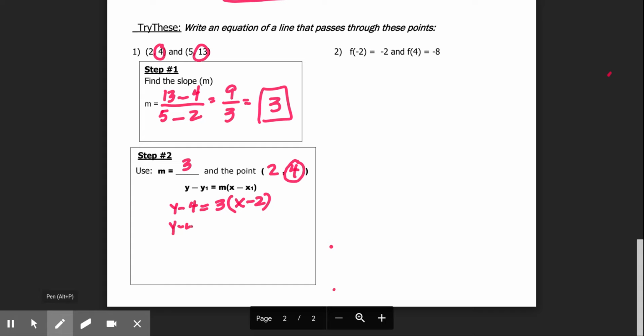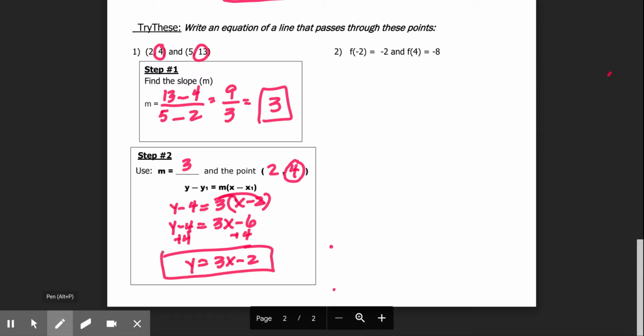Y minus 4 equals, and do your hippity-hoppity. So this will be 3x minus 6. And then we're going to add 4 to both sides. So y equals 3x minus 2.